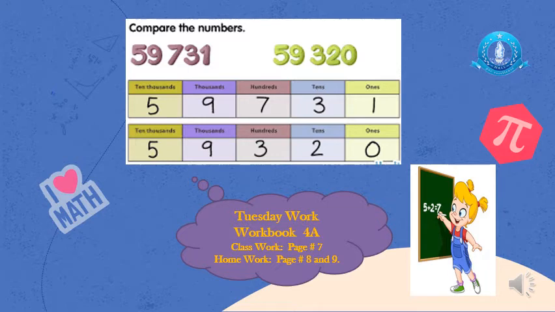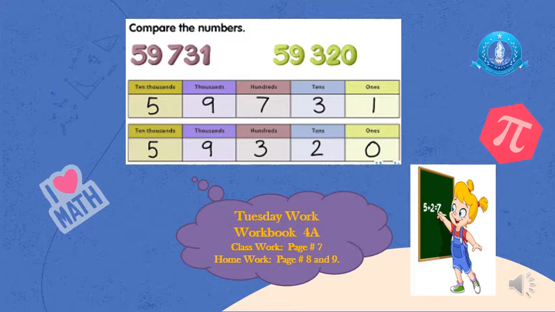Now, the first rule is you will see the digits. How many digits in each number? Count the digits. The first number has 5 digits. The second number has 5 digits. Right? Now we will see the place value of the numbers.